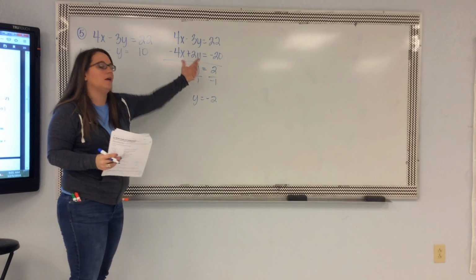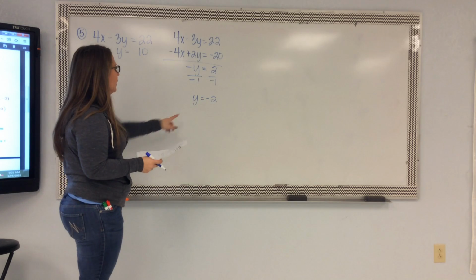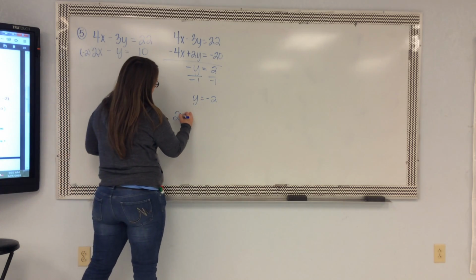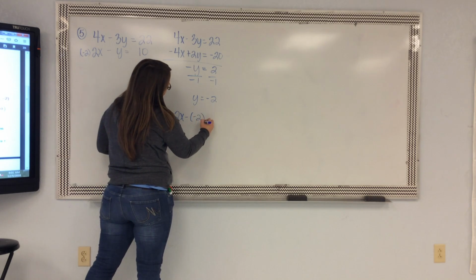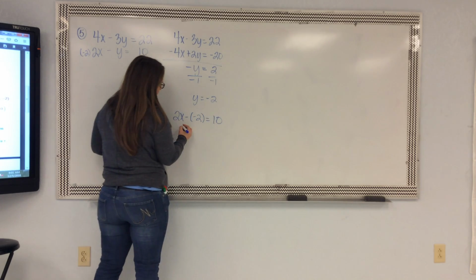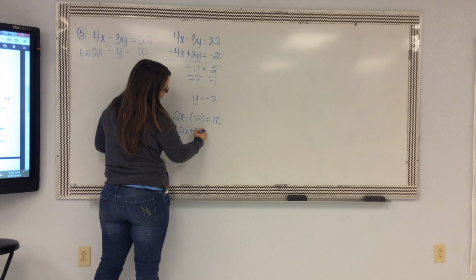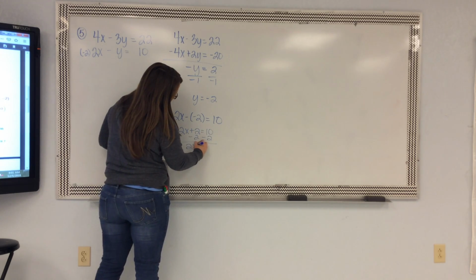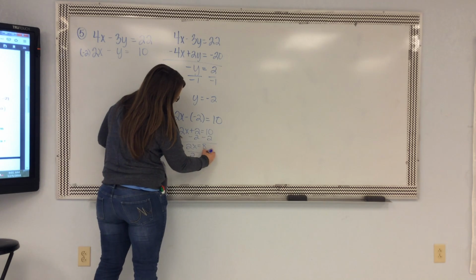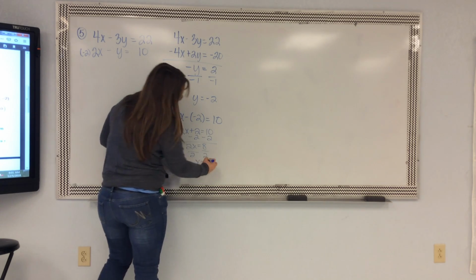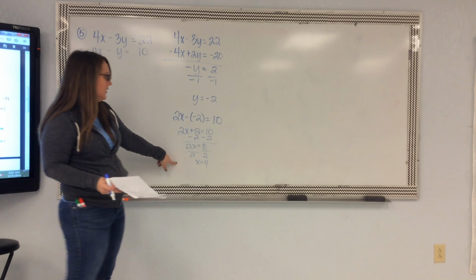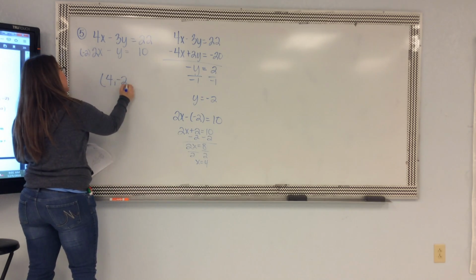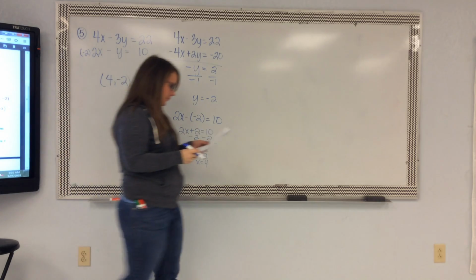I can get that just by dividing by negative 1. If I change the sign of this one, I would change the sign of that one. Go back and plug that back in. I'm going to plug it in right here and say 2x minus a negative 2 is equal to 10. So that's like 2x plus 2 equals 10. Subtract the 2 from both sides. 2x equals 8. Divide both sides by 2. X is equal to 4. So if x is 4 and y is negative 2, my ordered pair becomes 4, negative 2.